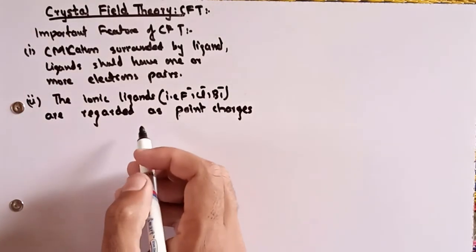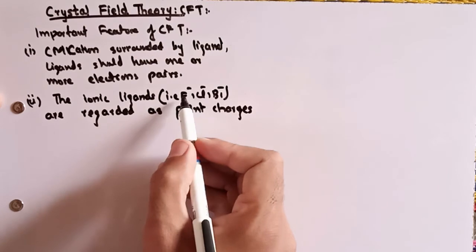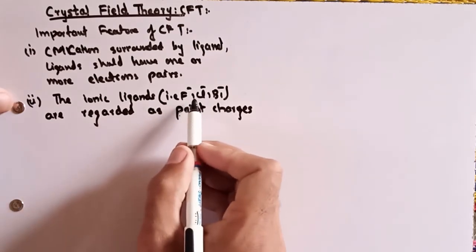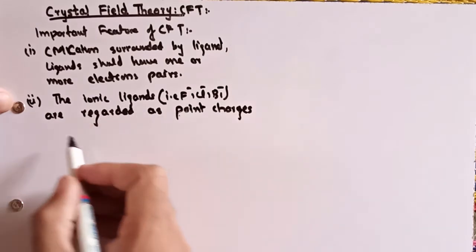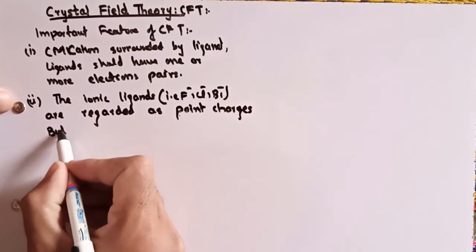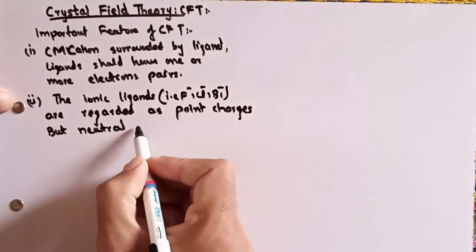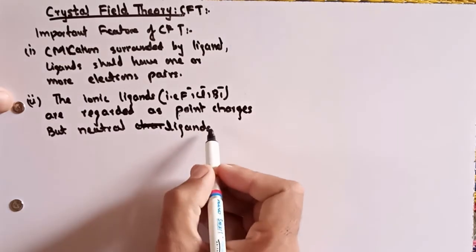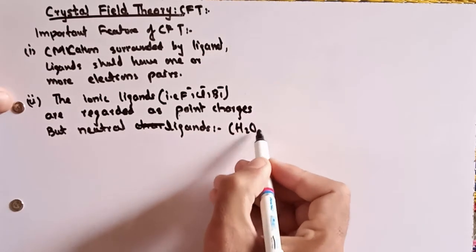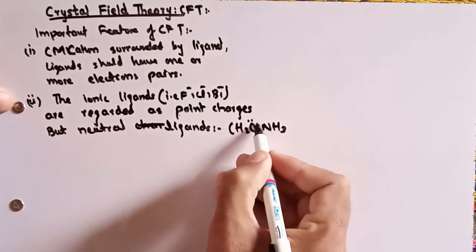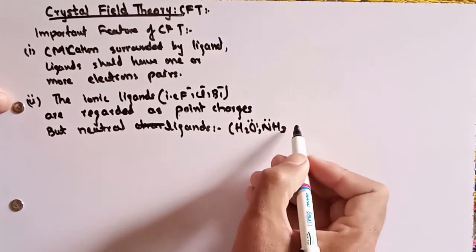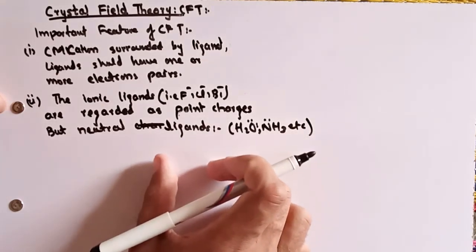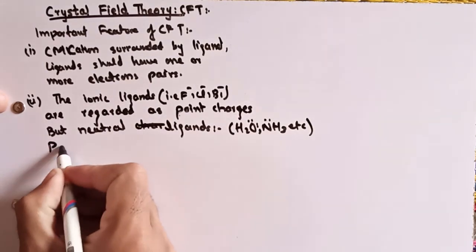If the ligand is ionic, like fluorine, chlorine, bromine, the ionic ligand has a negative charge, so it is called an ionic charge. But what happens in the case of neutral ligands, like H2O and NH3? H2O has two lone pairs on oxygen, and nitrogen has one lone pair. In these cases, the ligand will be considered as a point dipole.